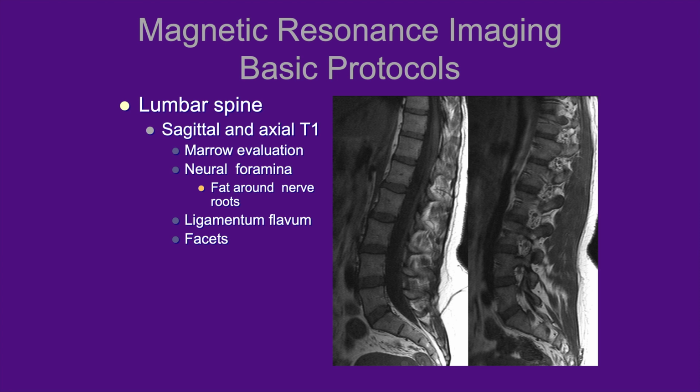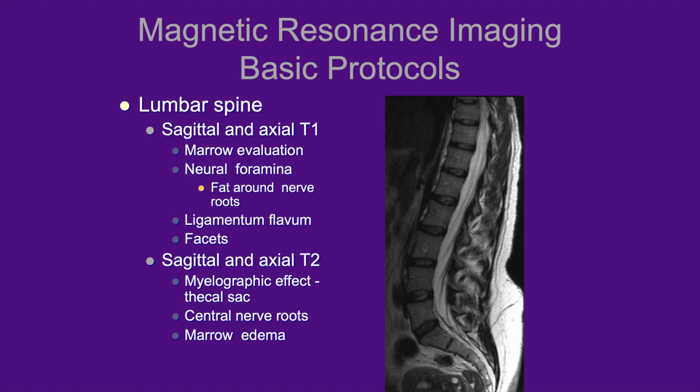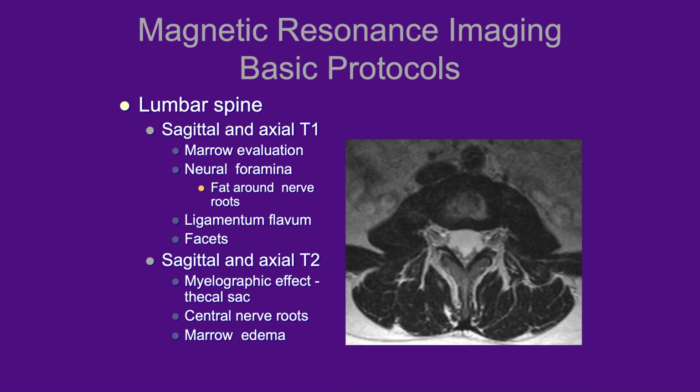In the lumbar spine, we will typically do sagittal and axial T1 weighted images. On T1 weighted images, fat is high in signal intensity both within the vertebra as well as outlining the exiting nerve roots in the neural foramina. It also very nicely delineates the ligamentum flavum, sitting ventral to the articular facets, as well as the facet joints themselves. We also do sagittal and axial T2 weighted images where fluid is bright in signal intensity, giving us a myelographic effect and delineating very nicely the thecal sac and nerve roots.